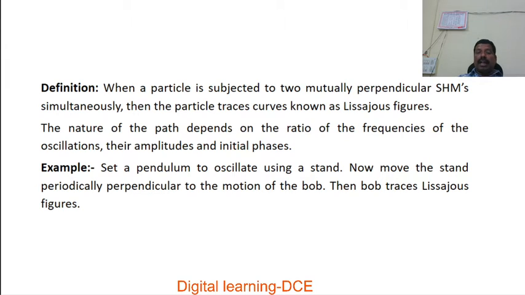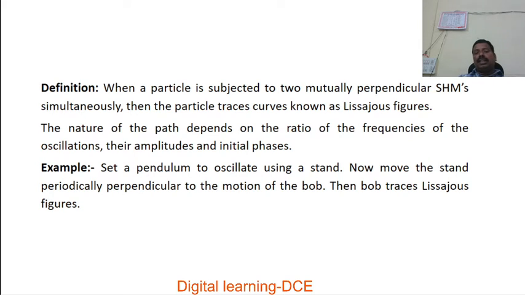Mainly, the amplitudes of the two simple harmonic motions and the phase difference between them will decide the nature of the path or curve traced by the particle which is acted upon by two simple harmonic motions perpendicular to each other simultaneously.